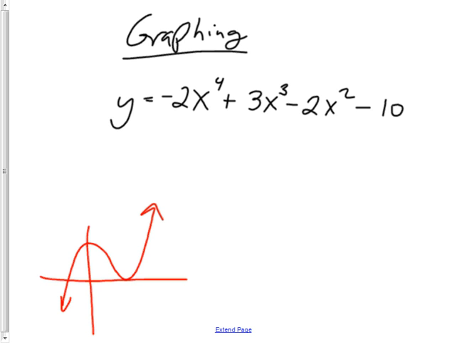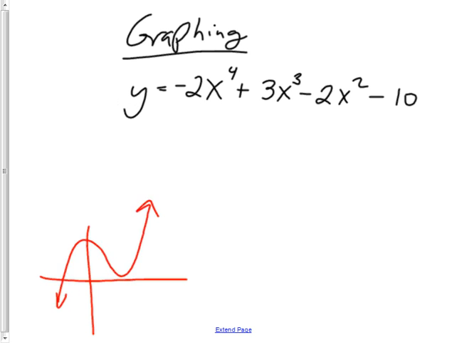Okay, so for this one, I want a sketch. For this one, I want an equation. Two separate problems. All right, I'll pause for a second while you give that a try.